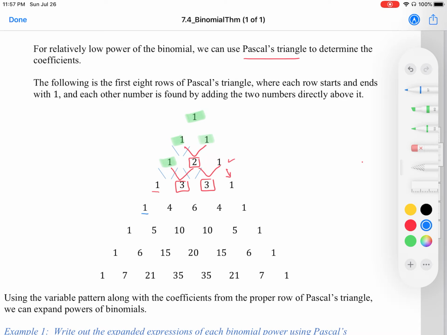Again, we start with the 1. 1 plus 3 gives me 4. 3 plus 3 gives me 6. And 3 plus 1 gives me 4. We reached our 1, so we close it with the 1. And we keep doing this as many times as we want. This is called Pascal's triangle.